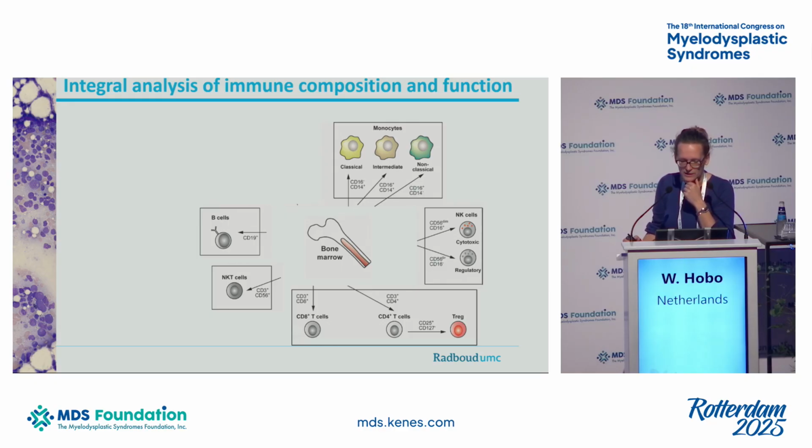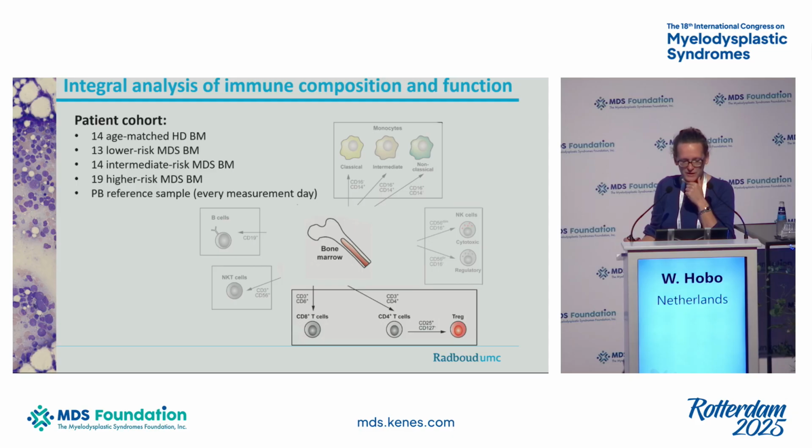So actually we analyzed all different immune subsets in MDS bone marrow, but today I will only focus on the T cells. Our patient cohort consisted of 14 age-matched healthy donor bone marrow samples, 13 lower risk MDS, 14 intermediate risk, and 19 higher risk samples. And at each analysis day, we included a reference sample for potential normalization.